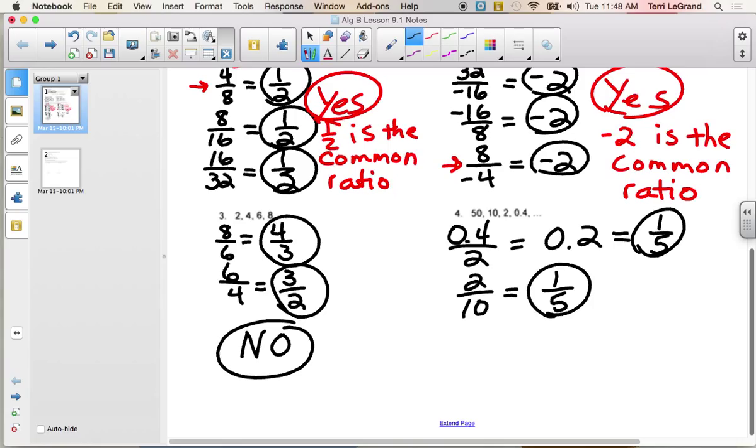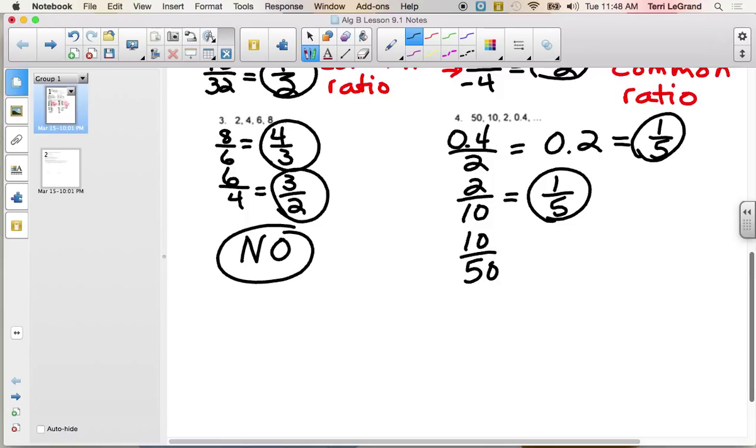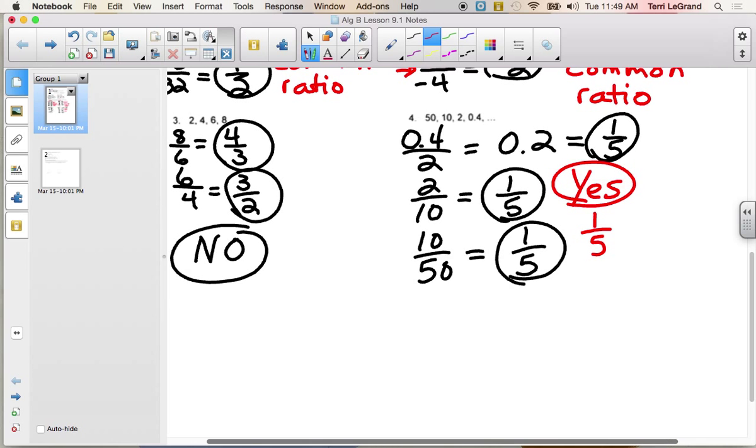So we got 1/5 again. But remember, we could break down, so we have to check all of them. What's our other one? 10 divided by 50, or 10/50, and that becomes 0.2 or 1/5. There's 5 10s in 50, so 1/5 also. So is this a geometric sequence? Yes. You could say it as 0.2 or 1/5. It does not matter which name you give it. 1/5 is the common ratio.